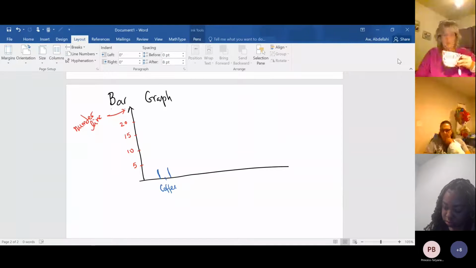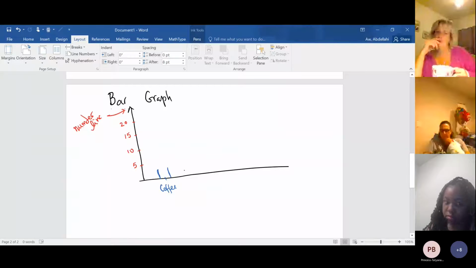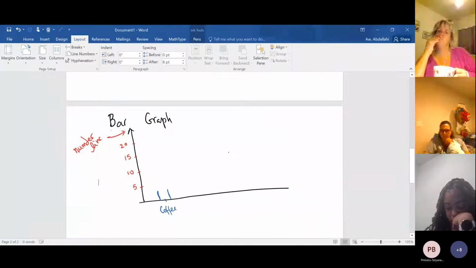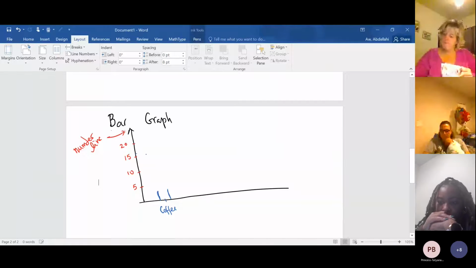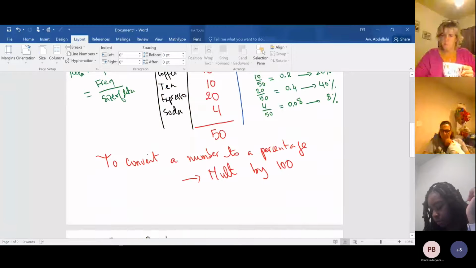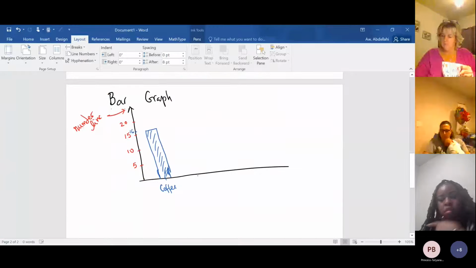So now, coffee's frequency is, I mean, 16. I go to 16. That's going to be 15, and 16 is about here. My bar will go all the way to here. That is my bar for coffee. See, that is 16 right here. And then the next one is tea.